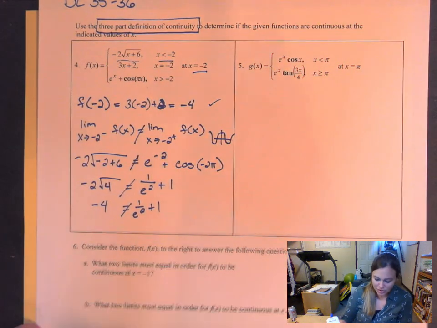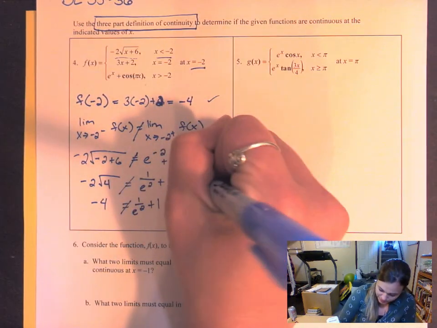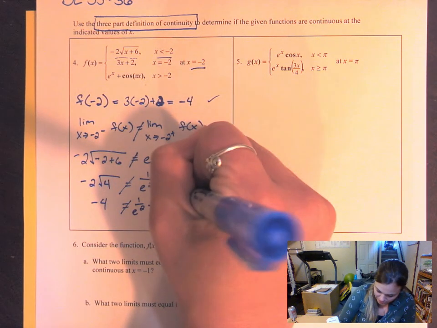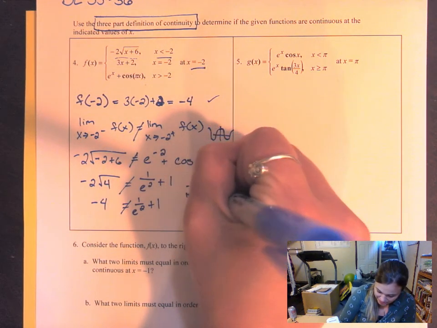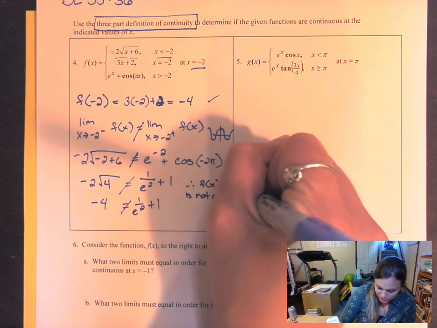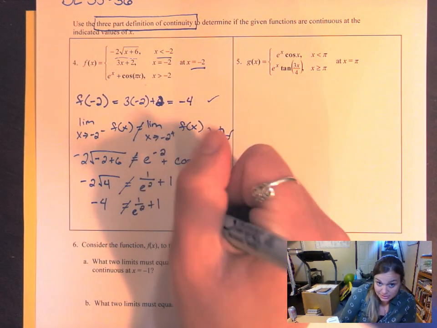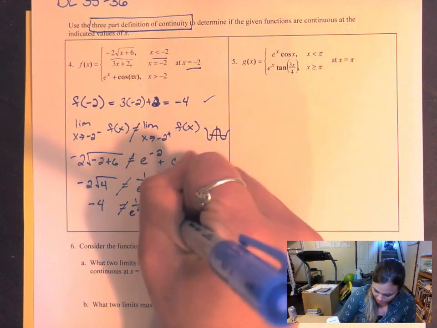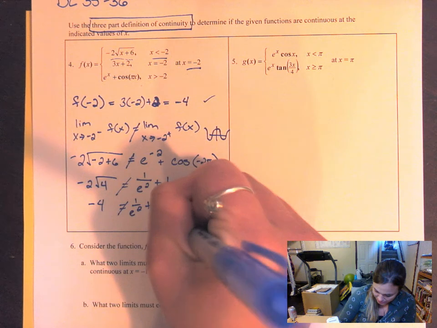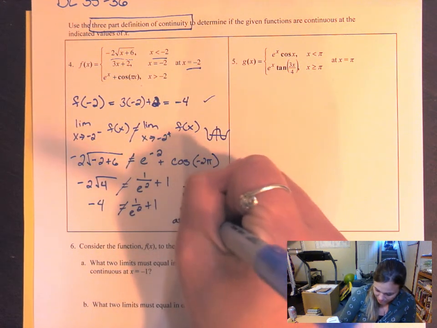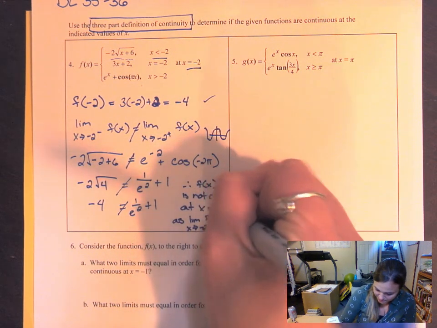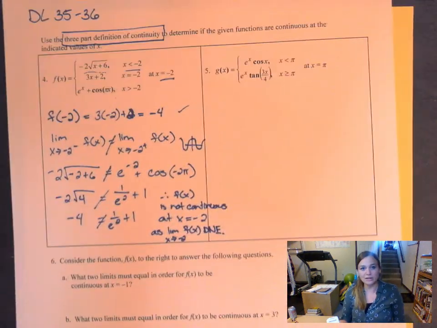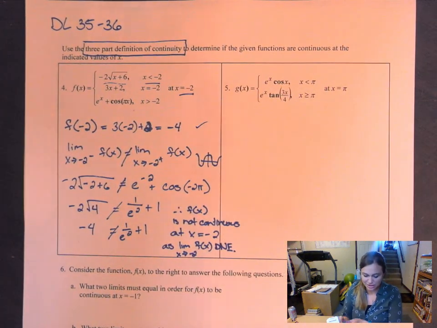So once I get to this point, I can say, therefore, f of x is not continuous. And you can't just say everywhere, because it might be continuous other places. And it is other places. But I'm going to say not continuous at x equals -2. And I'm going to say the limit as x approaches -2 of f of x does not exist. Boom, we did it. We just used the three-part definition of continuity. If you want to keep going and saying the function value doesn't equal the limit, you could do that too.